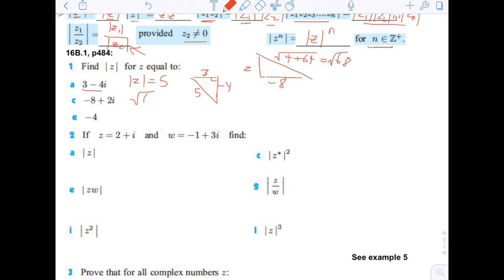What about the modulus of negative 4? Well, that would just be 4, right? Because it's just a flat triangle that goes to the left 4 units. The modulus is the length of that, which is 4.